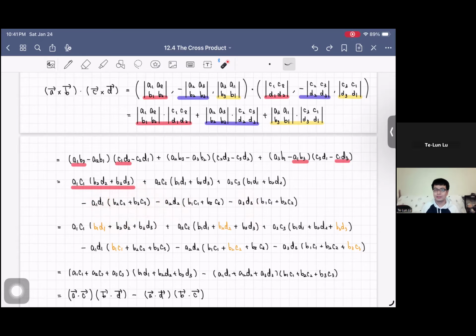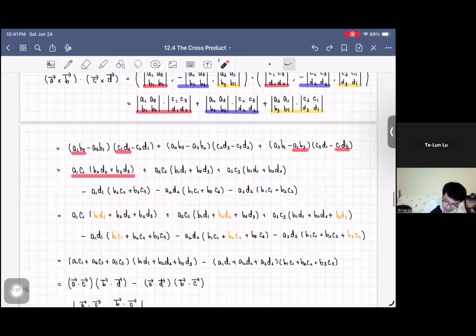How is this grouping useful? Let us see the next equality. You can see that I add some orange terms here. Why is that valid? What I actually add here is A1B1C1D1, which is also subtracted here, A1D1B1C1. The same thing happens here, so I add A1D1C1D1 and subtract A1D1B1C1. So nothing happens. The equality still holds.